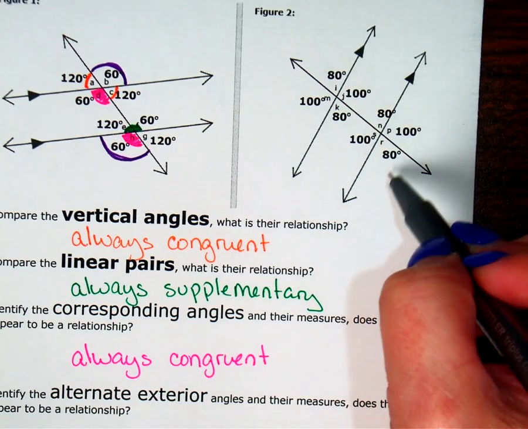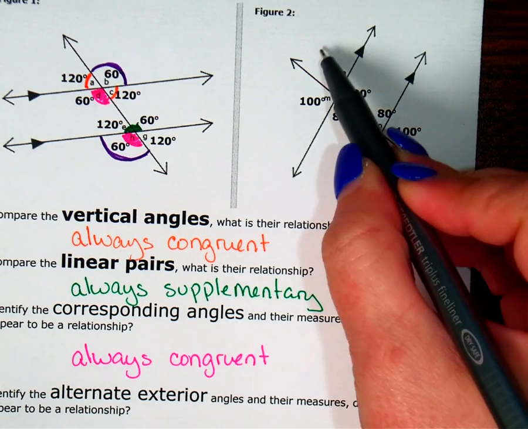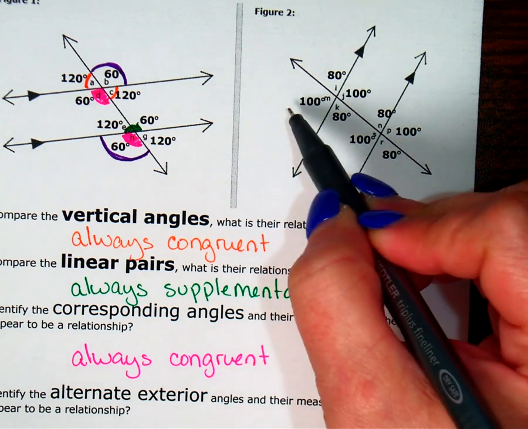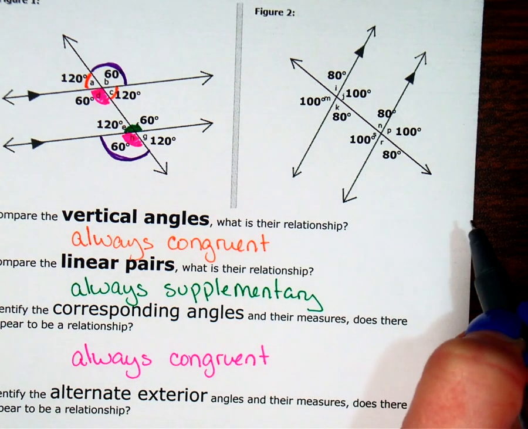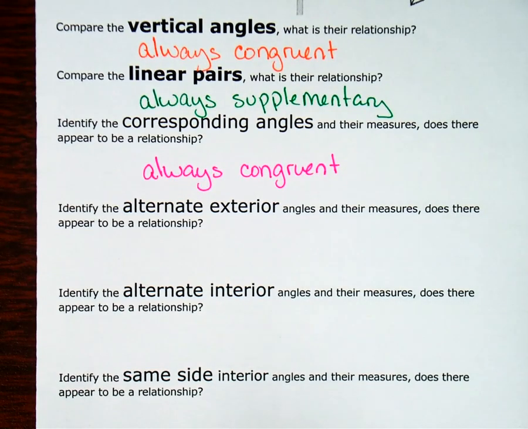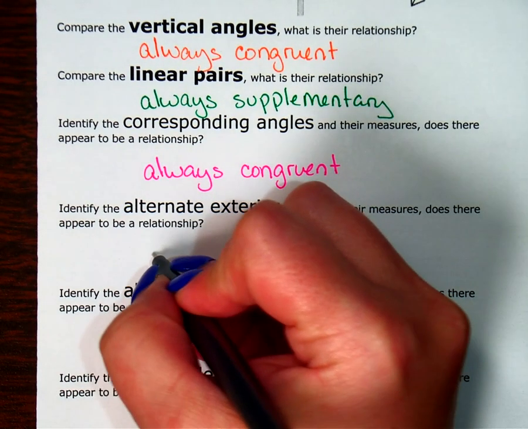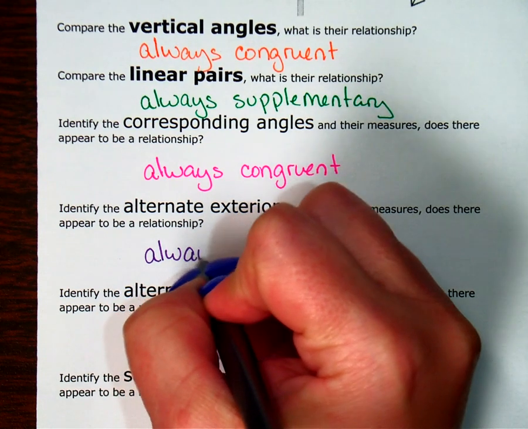Let's see, does that happen here? My 80 and my 80, alternate exterior, and my 100 and my 100, alternate exterior. So yes, my alternate exterior angles, when I have parallel lines, are always congruent.